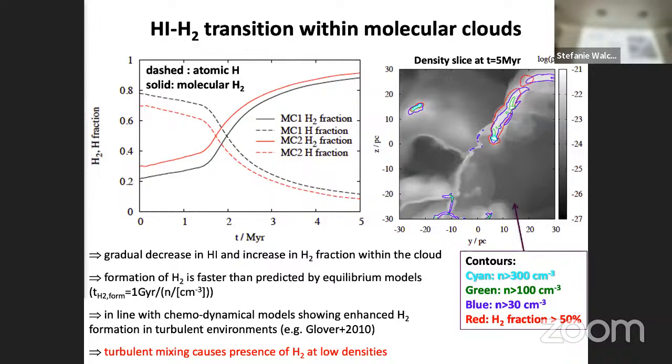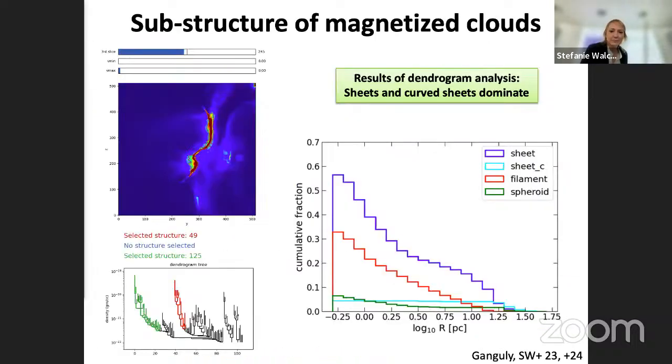So I just wanted to show you this because equilibrium models might underestimate how much molecular gas you have, or it might also overestimate it depending on what your conditions are. So if you have a strong shock, it can dissociate all the gas immediately, and then it will take a long time to recover the molecular gas. So therefore, we have this chemical network which we run on the fly.